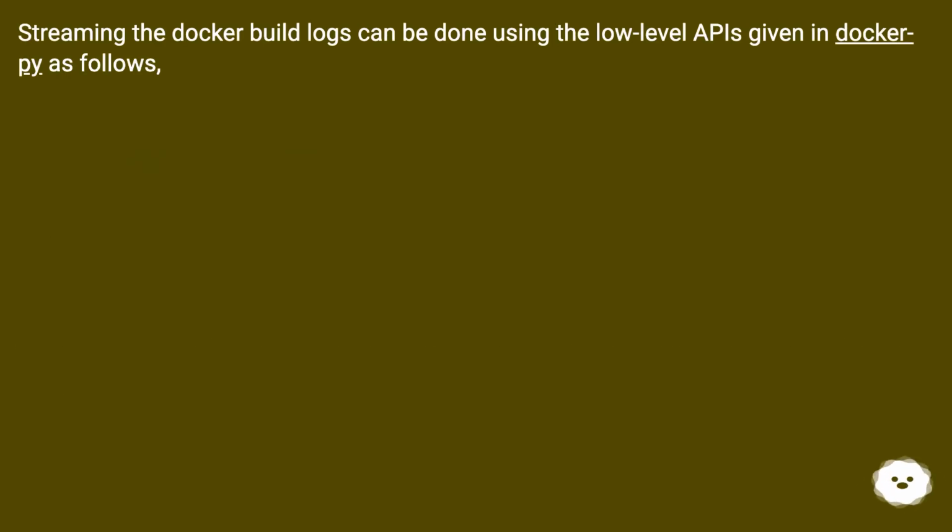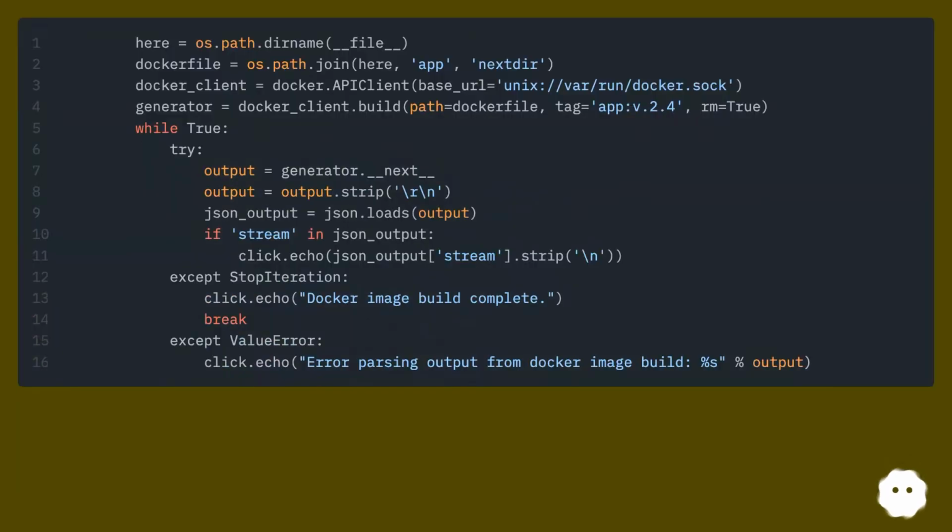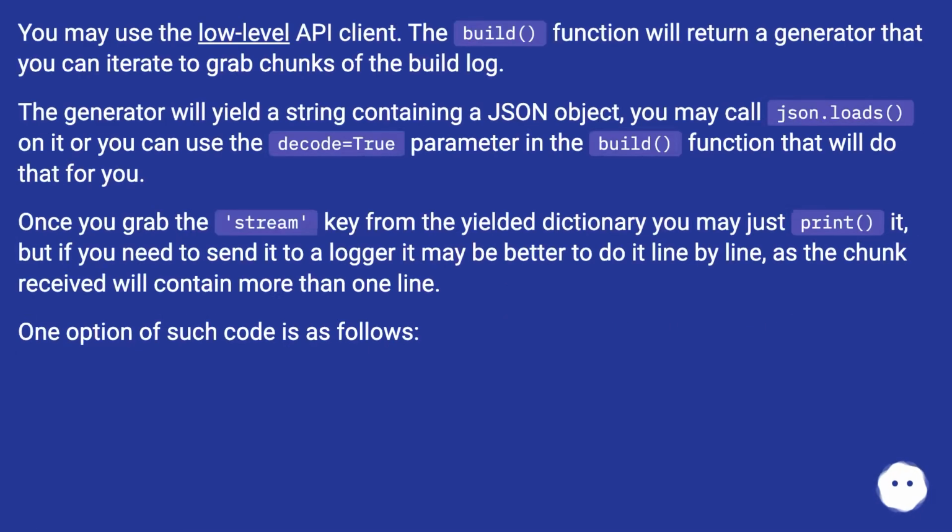Streaming the Docker build logs can be done using the low-level API given in Docker-py as follows. You may use the low-level API client. The build function will return a generator that you can iterate to grab chunks of the build log. The generator will yield a string containing a JSON object. You may call json.loads on it, or you can use the decode=True parameter in the build function that will do that for you.